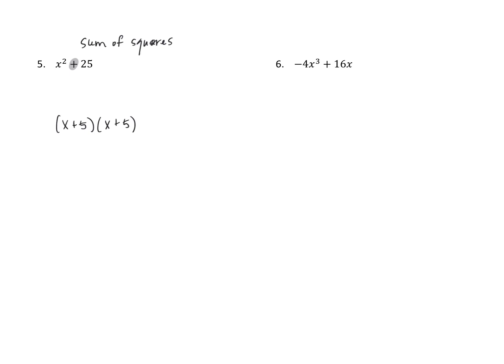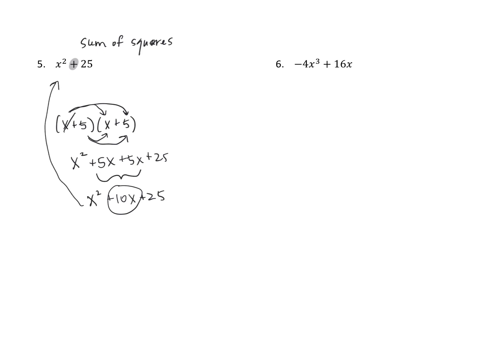Okay. Well, let's see what happens if I FOIL it out. X times x is x squared. X times 5 is 5x. 5 times x is 5x. And 5 times 5 is 25. Notice the middle 2 terms do not cancel. They add up. So I'm going to have an x squared plus 10x plus 25. And this 10x messes it up. This is not the same as what I had originally. So that does not factor that way.